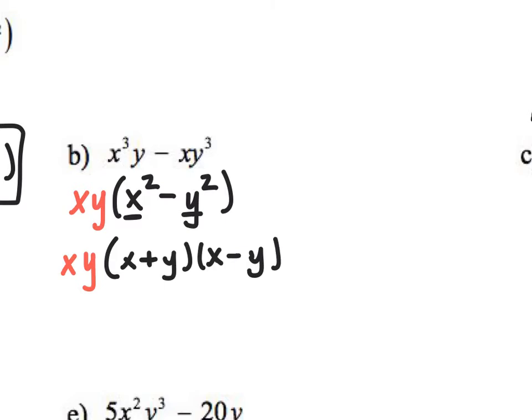All I'm doing is just recognizing I have something squared minus something else squared, and I just factor that, take those numbers, add them, and then multiply them by the difference of them. Here's my answer.